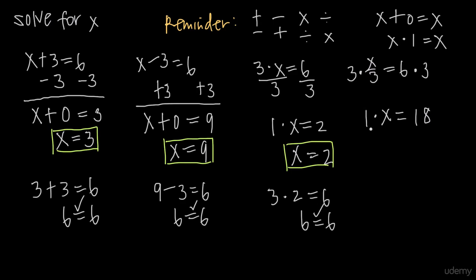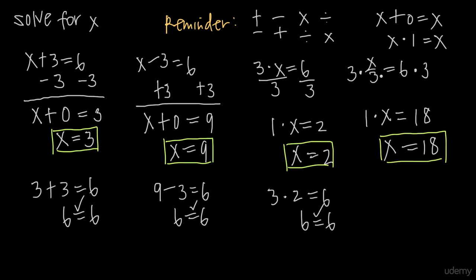Again, 1 is the identity number for multiplication and division. Multiplying x by 1 doesn't change the identity of x. So I still end up with x on the left, and on the right, I have 18. So I think x equals 18 is going to be my solution, but let's double check.